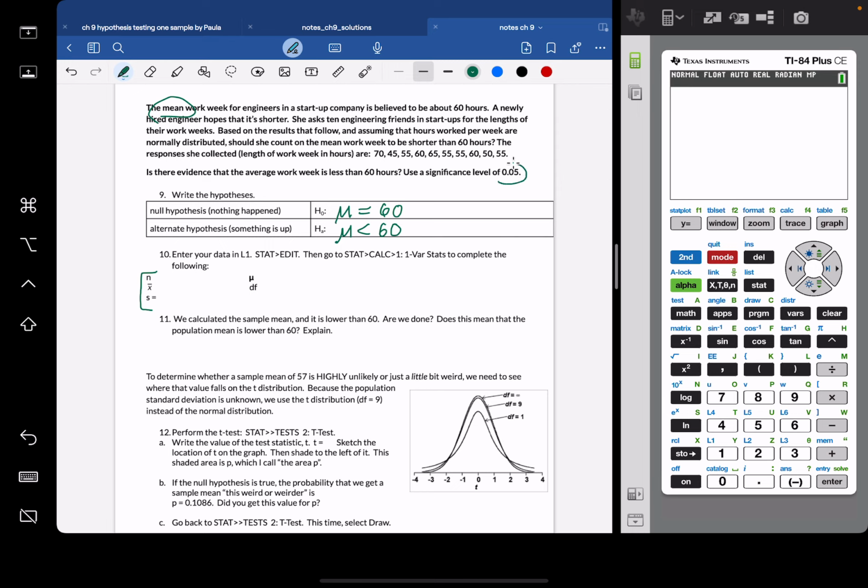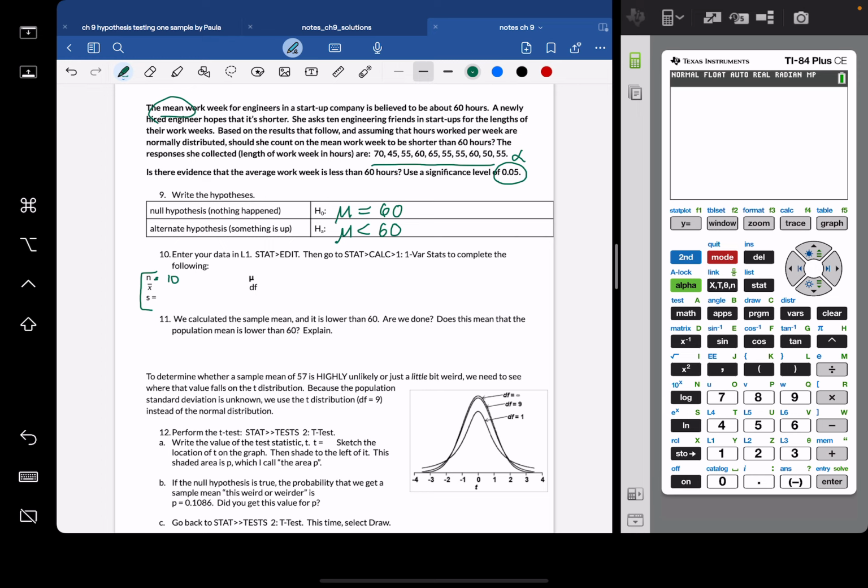Again, like before, I suggest that you go through and label what everything is. That's our alpha value. And if we can put all of this data into the calculator here, then we can get n, which is 10. We already know that. X bar and s we will get from the data values.